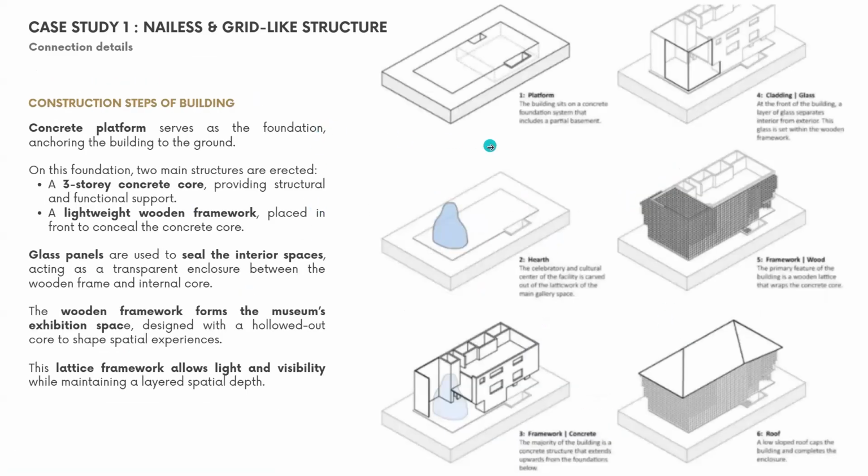Then these are the construction steps of the building. You can see it starts with a platform as a foundation, and then secondly, they carve out this shape as the main gallery space. Thirdly, they built the private concrete spaces first as a framework, and then they added the cladding glass. In the fifth step, they added the wooden Sidori structures wrapping around the concrete, making it feel warmer instead of using a concrete building. And then lastly, they added roof caps to complete.